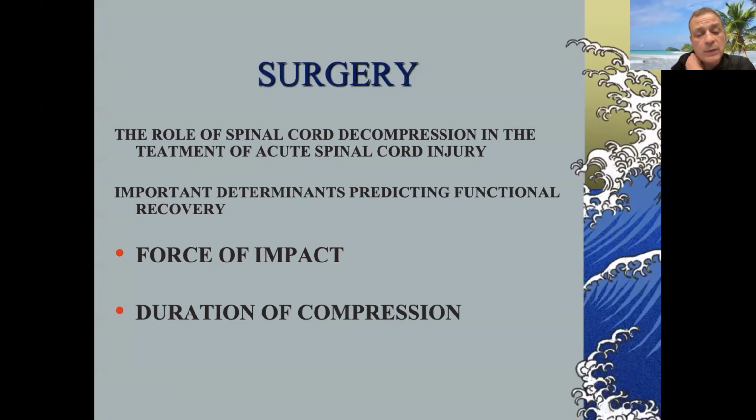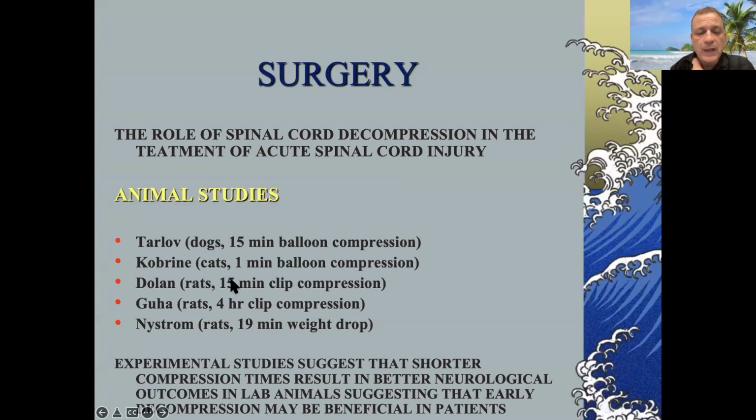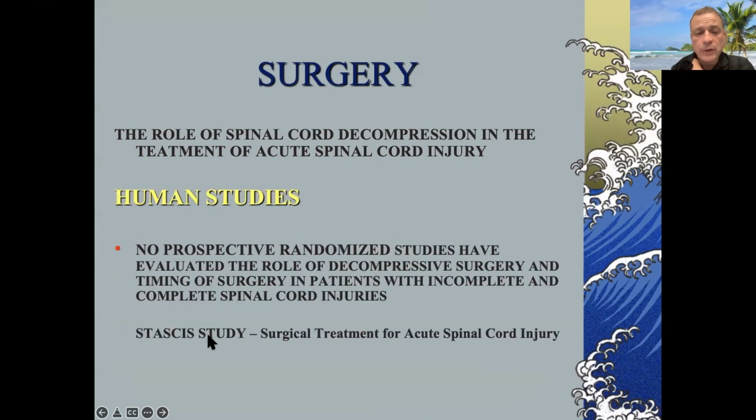And the reason for decompression, it's been known for a long time in experimental animals that the injury severity is equal to the force of impact and the duration of compression. You can't control the force of impact, but you can control the duration of compression. So the shorter or quicker you decompress the cord, the better the potential outcomes. And these are some of the animal studies that have been done over time showing that reduction or quicker decompression results in better outcomes in multiple animal models.